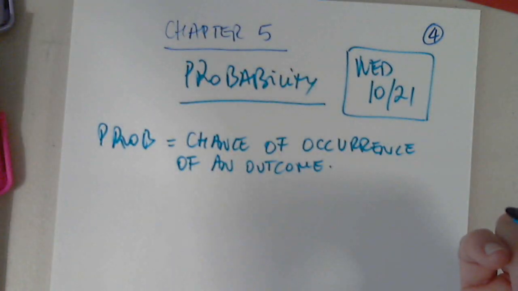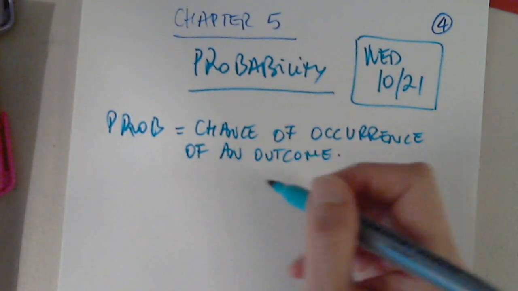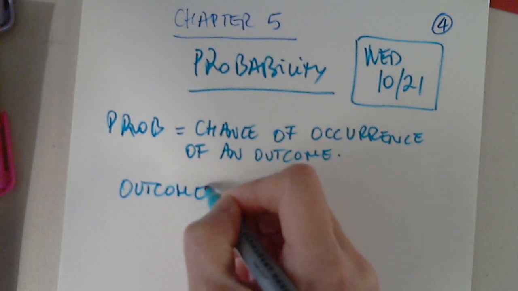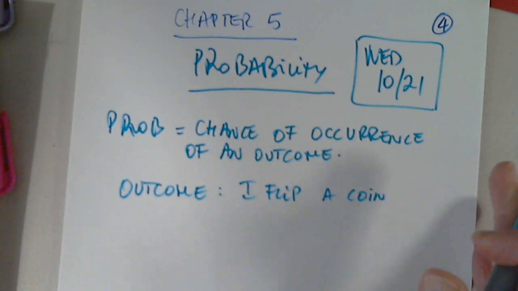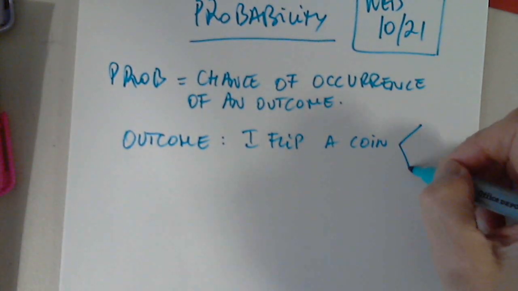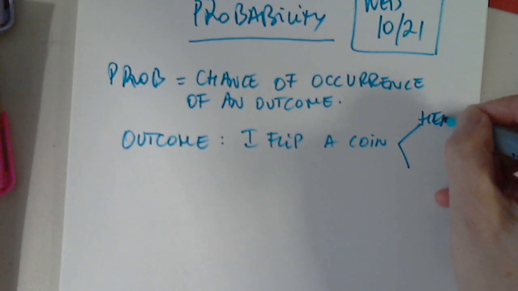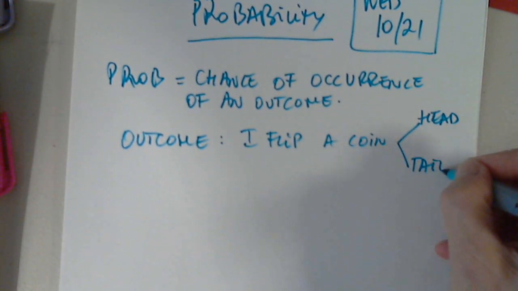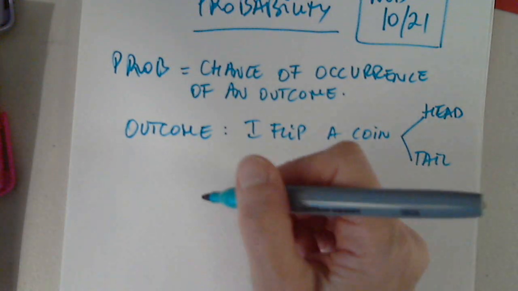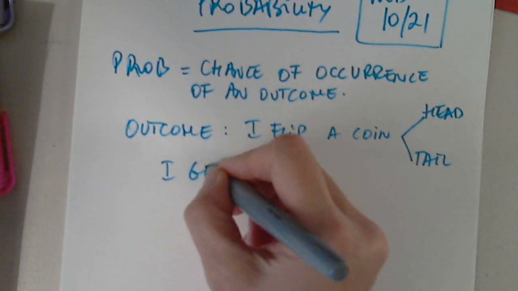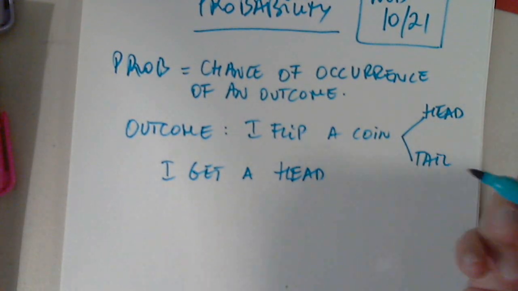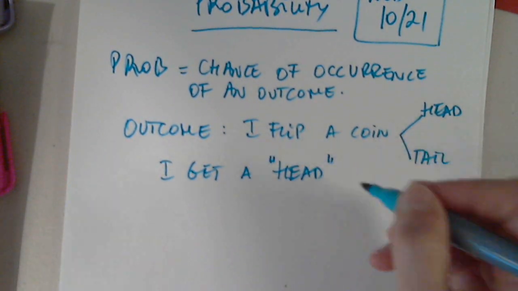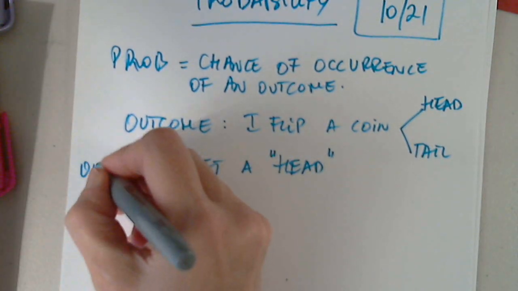What is an outcome? Well, let's say an outcome. I flip a coin, and it has two possibilities of head or tail. And once I flip a coin, let's say I get a head, or I get heads, right? So this is an outcome.